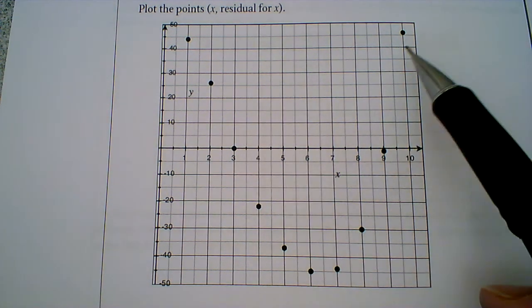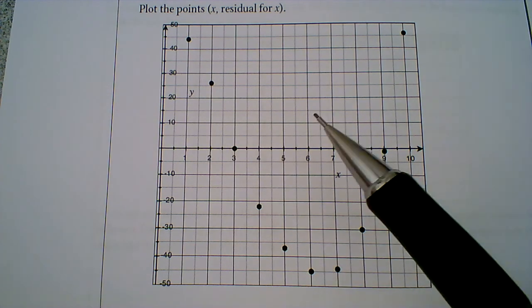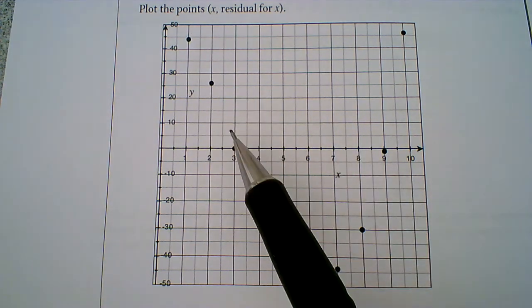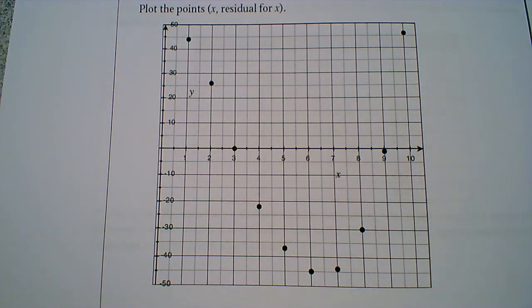So again, it doesn't appear to be random. That's the key point. Even though there's negative points and positive points, you can see that there is a clear pattern here and that that pattern is not linear. So our answer here would be that her representation is not a good estimate.